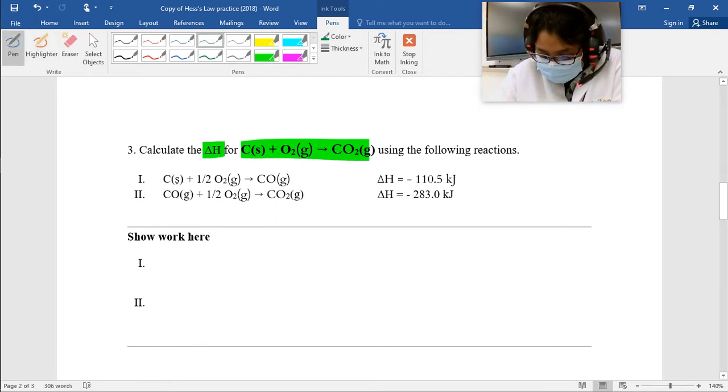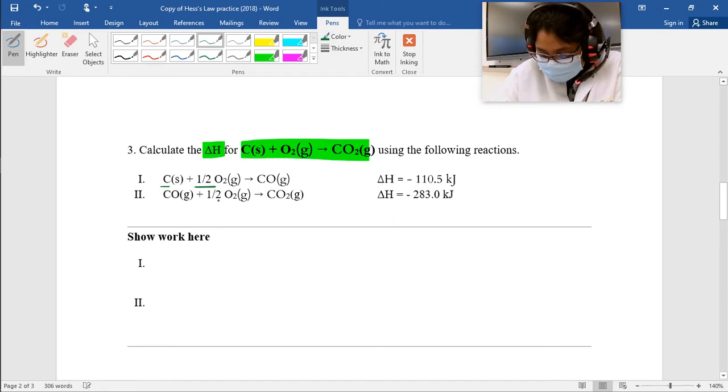Does this first equation have anything that I want? Yes, it does. It has the carbon. We also want O2. There's half an O2, but I'm sure it'll resolve. So we need this and this, okay? The carbon is the correct number of carbons.